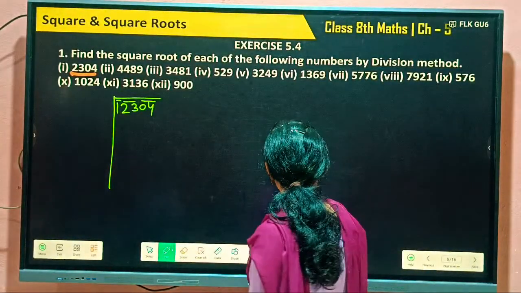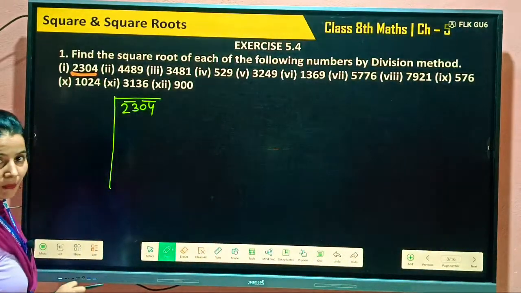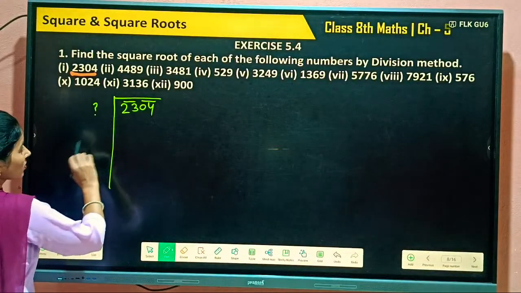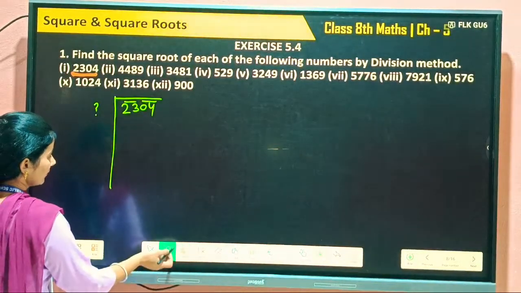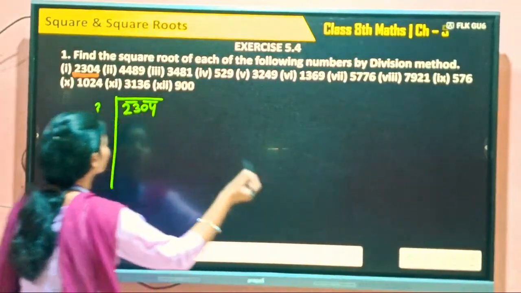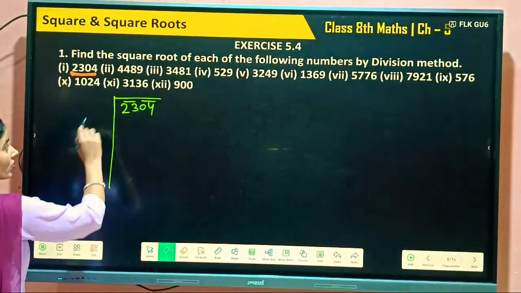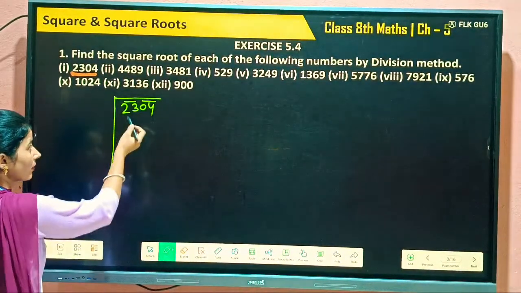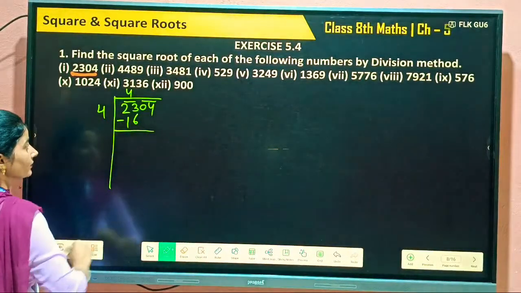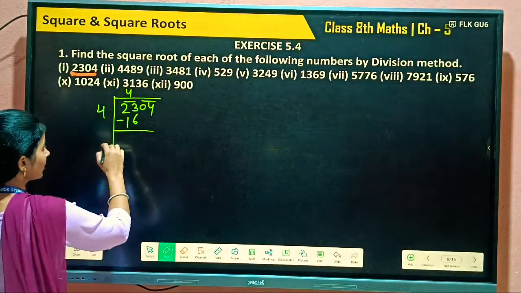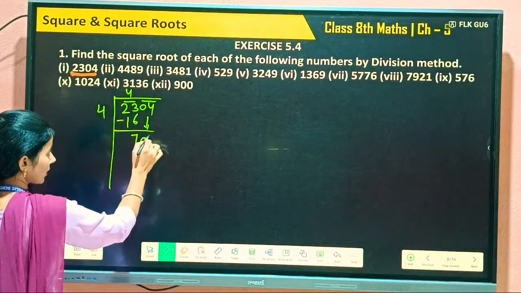Now the question is 2304. After that, we have to think of one number whose square is equal to or less than this 23. 4 fours are 16, 5 fives are 25. 25 is more than 23. So I will take 4 fours are 16. 23 minus 16, the answer is 7. 1 minus 1, 0. Then you have to carry down the next pair, not a single digit.